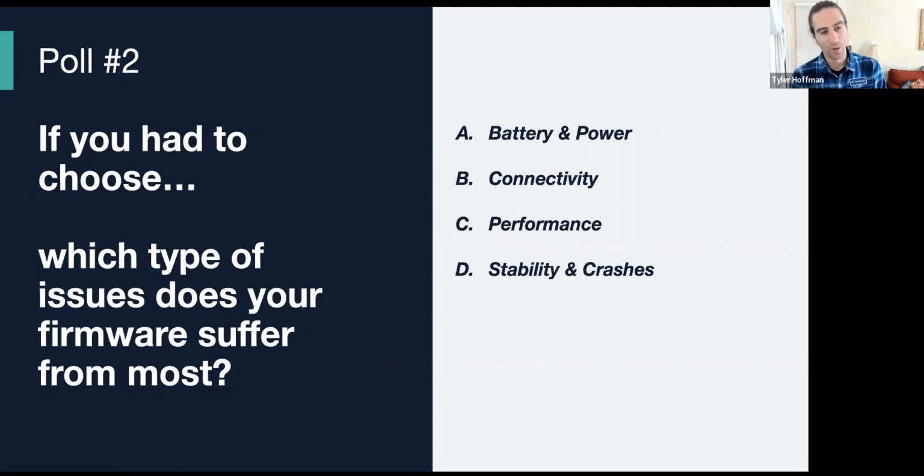Wow, very few on performance. However, I would say we get so many questions on performance, and so that's very shocking to me. Okay, I'm going to end poll. The results of this one were connectivity was the most common issue at 40%, and then battery and stability were each 25%. Performance, only 3 people said performance was their top issue. And so that kind of proves my assumption right on a lot of things actually about that.